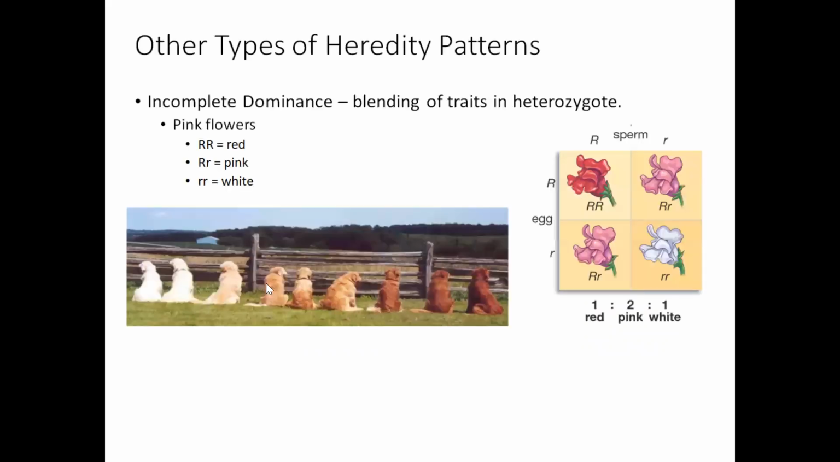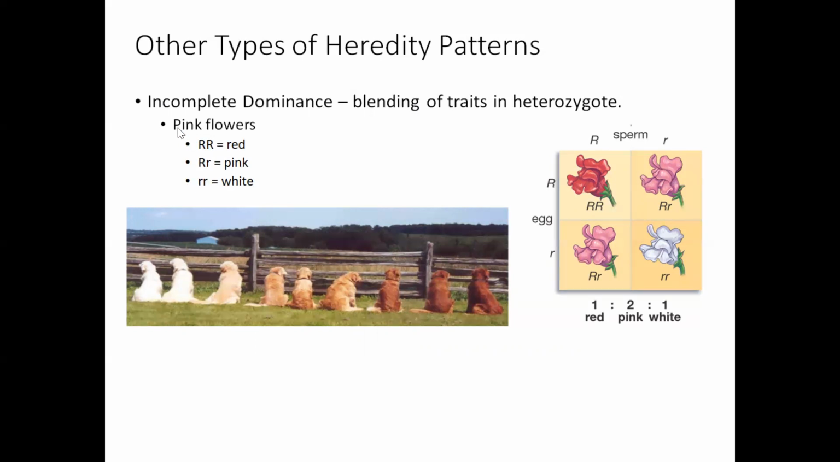The first one is incomplete dominance. This is known as the blending of traits in the heterozygote. Usually, if we have, for example, a red flower and we cross that with a white flower, the dominant allele is going to have more of a say. It's going to be expressed in the phenotype, so all the flowers should be red if we cross red and white together.